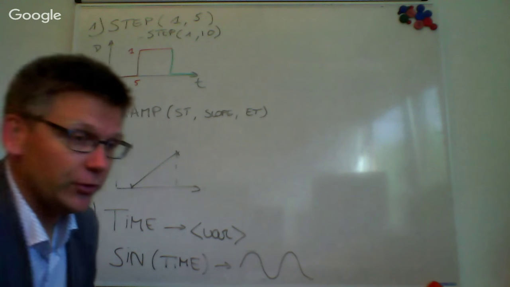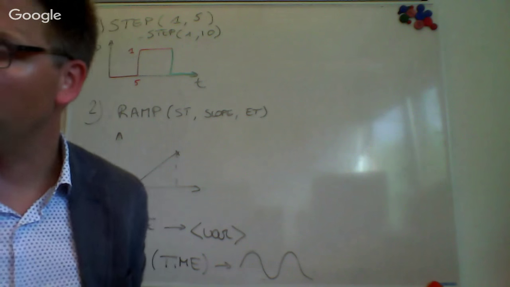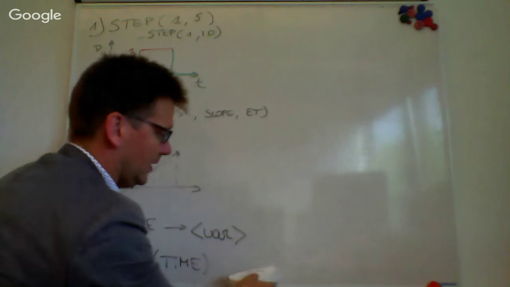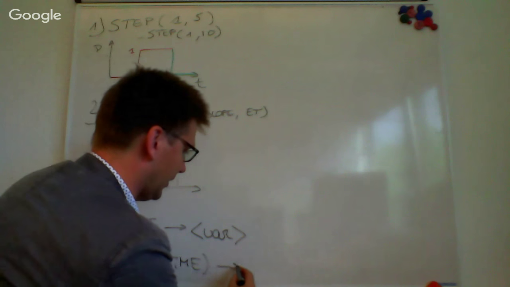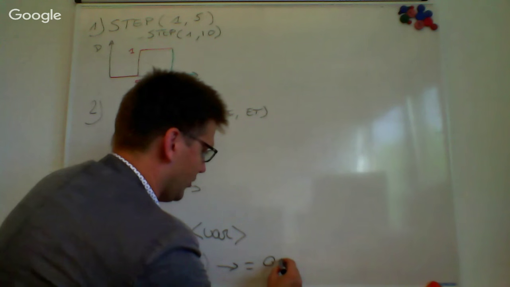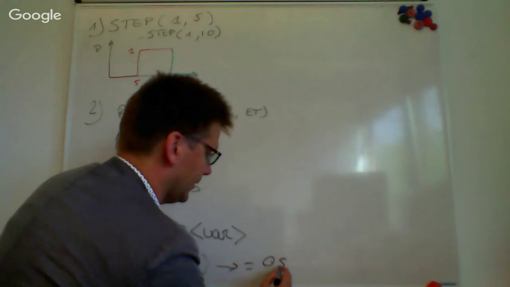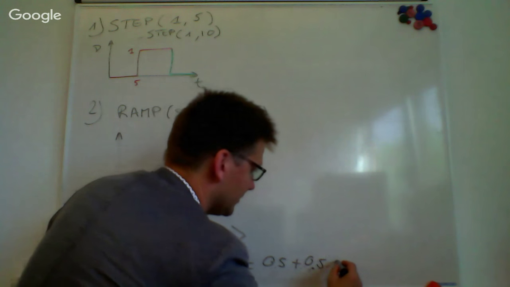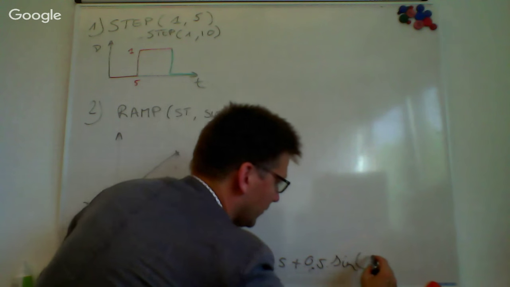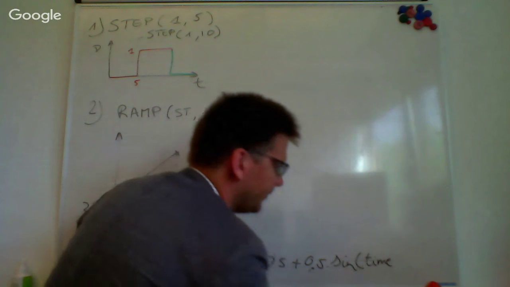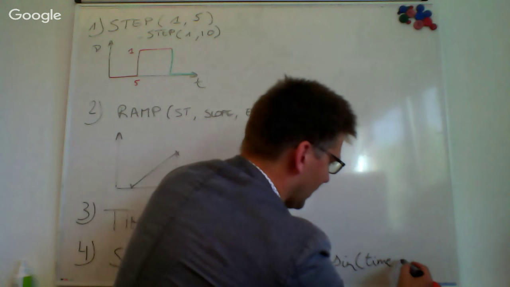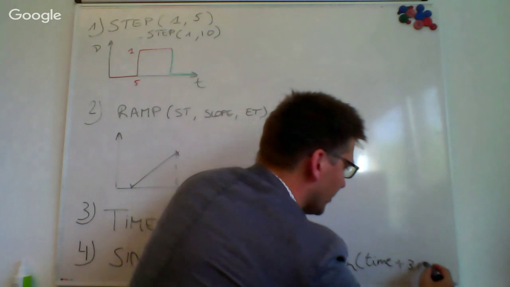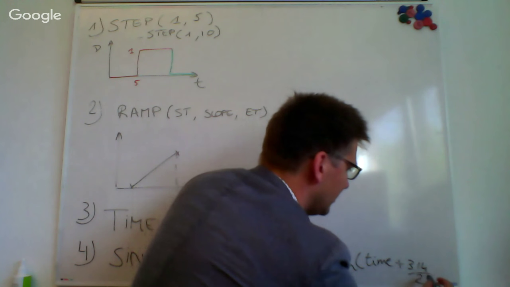So for instance, if I want to just have a seasonal function with a peak in summer and a peak in winter, then I can write that right away as 0.5 plus 0.5 times the sinus of time plus pi, so that's 3.14 divided by 2.